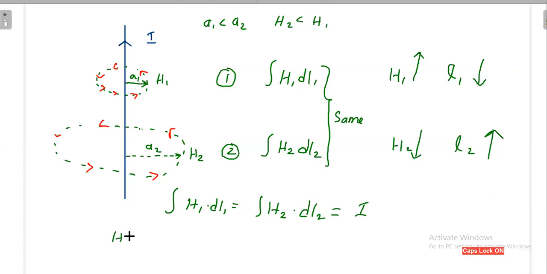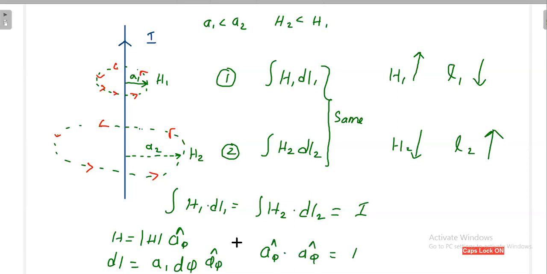What is H? The direction of H is H magnitude in the phi cap direction. What is the direction of dl? For simplicity, the direction of dl is a1 d phi in the phi cap direction. Once you take the dot product of H1 with dl1, you get phi cap dot phi cap, which is simply 1. Again the remaining terms come, and finally it gives you some value. What is that value? Current.